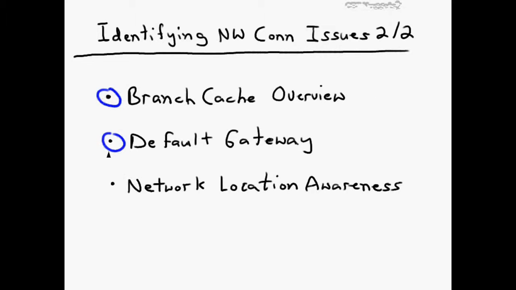Next, we looked at the default gateway, what it is, how it works, and how to troubleshoot, and then we finished with network location awareness, or NLA. I especially hope that this piece was enlightening to you, especially those of you who are DSTs coming from XP directly to Windows 7. I hope that this has been informative for you, and I'd like to thank you for viewing.